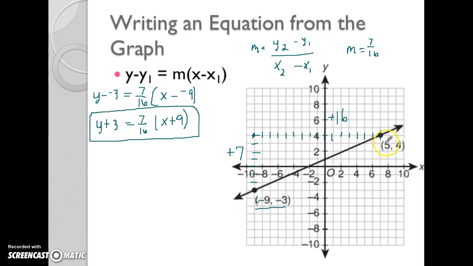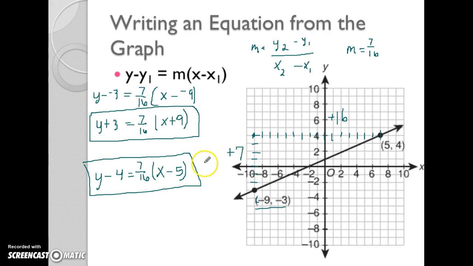In our second equation, if we use this other point, (5, 4), we'll come up with an equivalent equation in point-slope form. So I'm going to plug in 4 for my y-coordinate, for y1. So using this point-slope form equation, I would have y minus 4, equaling my slope, still the same, 7/16, times x minus my x-coordinate, which is 5. So here are the 2 equivalent equations in point-slope form.